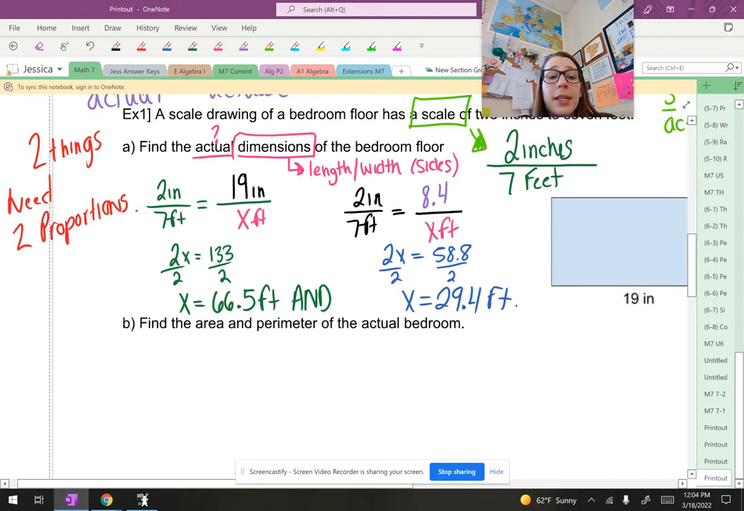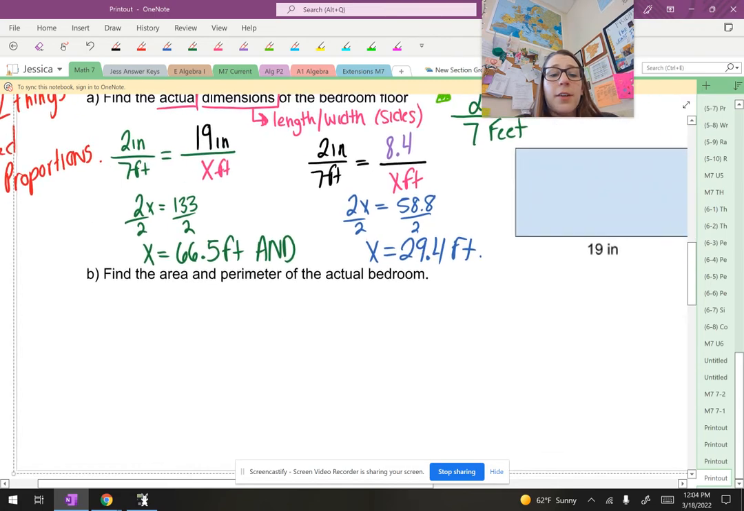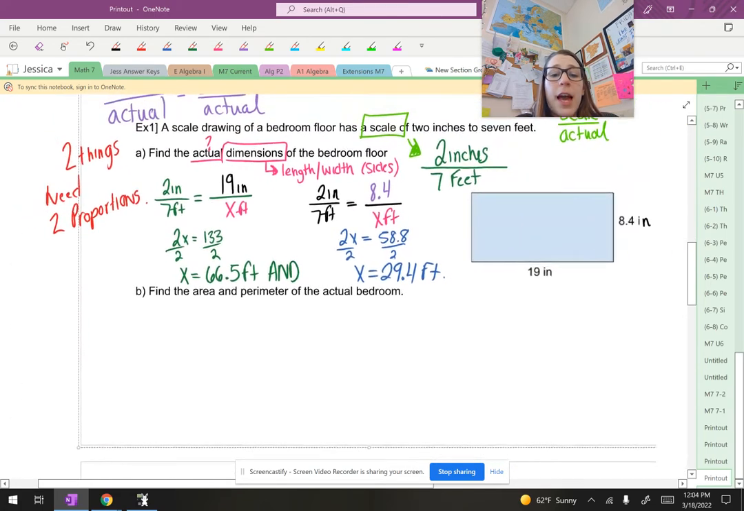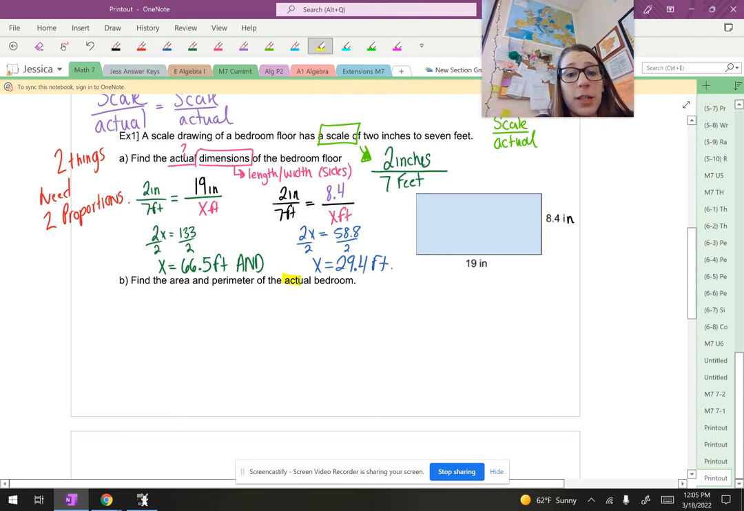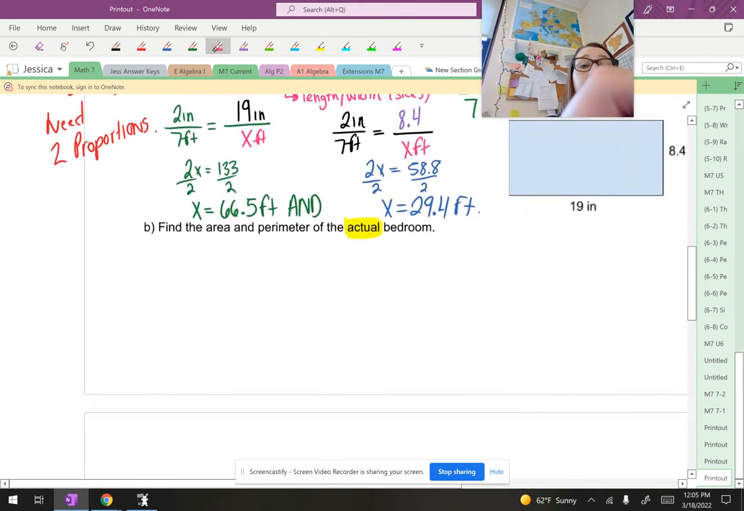Up next in part B here, they're asking me to find the area and the perimeter of the actual bedroom. So am I going to be using the 19 and the 8.4, or do I want to be using the 29 and the 66? Well, keywords in the problem, reading, they're looking for the actual dimensions, so I want to be using the feet. Actual is my feet here.